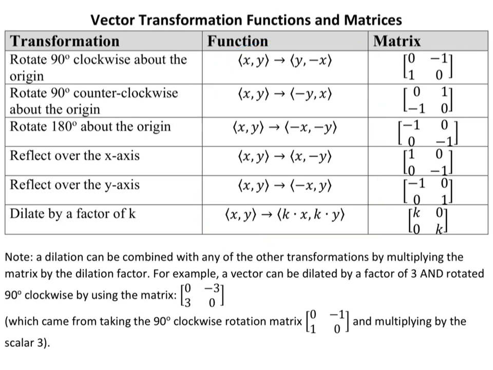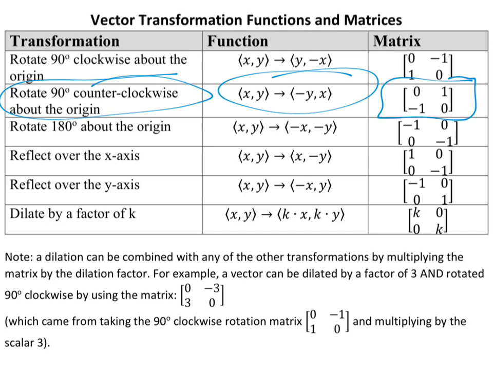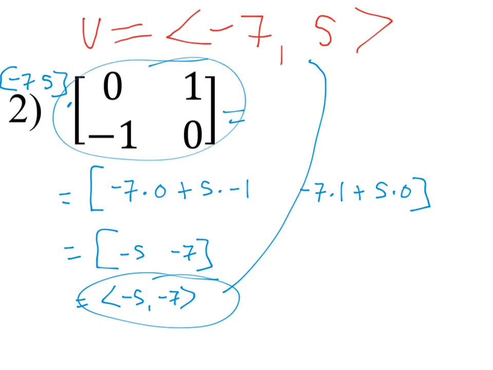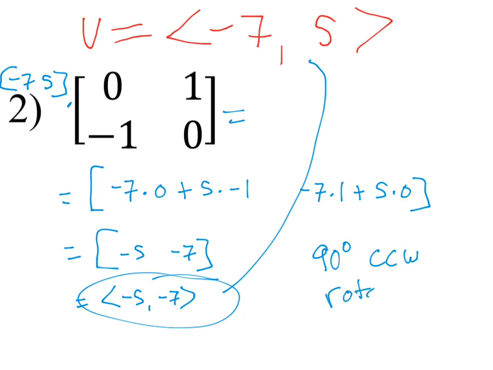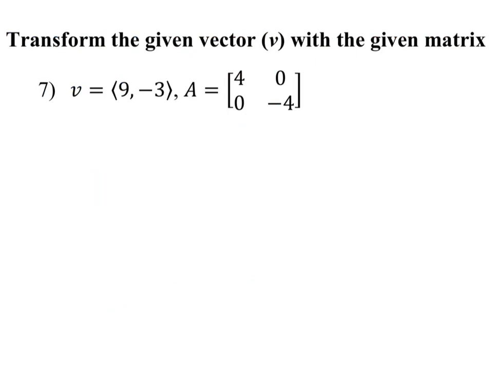If you were able to find that it's this one here, you can notice that it's a 90-degree counterclockwise rotation. You can also compare it with the matrix. Is this the matrix we multiply by? Yes, and so this is a 90-degree counterclockwise rotation. Ta-da! All right, let's go ahead and do some more.